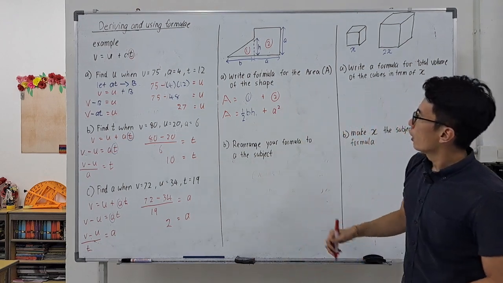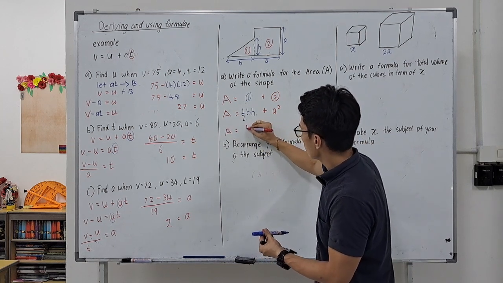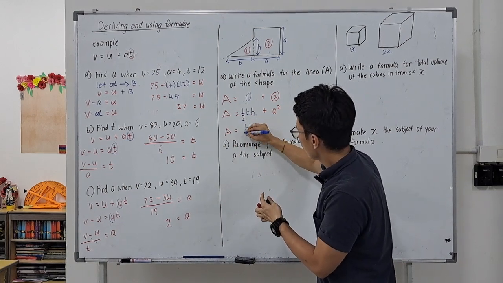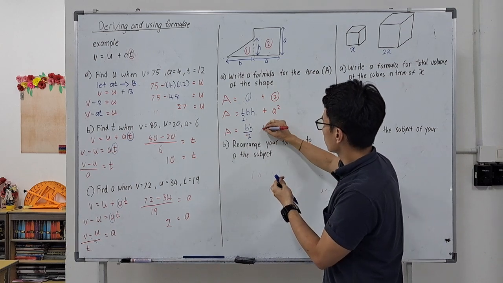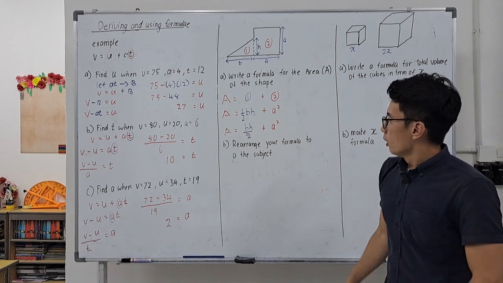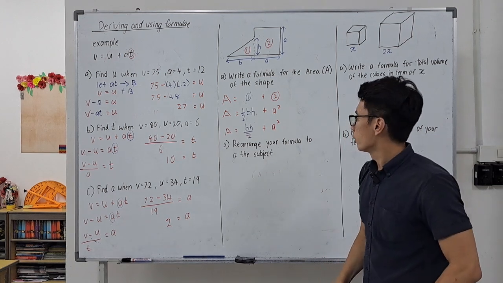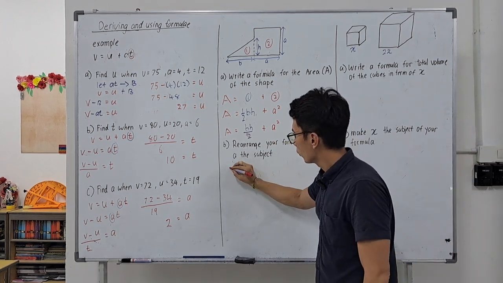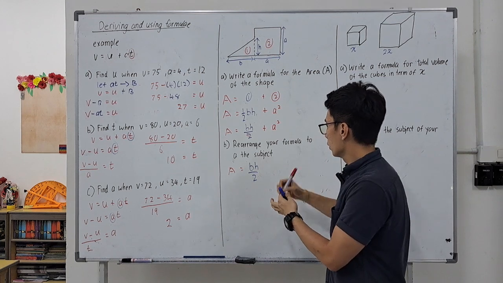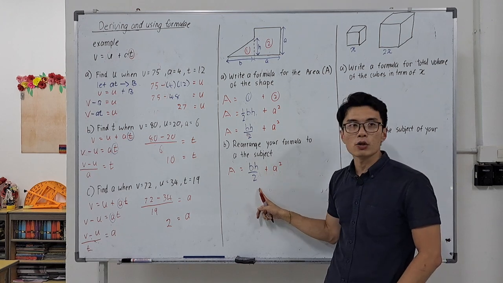Okay? And I'm done. Alright, if you want to simplify this more, that's gonna be BH over 2 plus A squared. Alright, you can do that as well because this and this have the same meaning. Okay? Now the next thing over here, they ask you to rearrange your formula to make A the subject. So I'm dealing with this formula: A equals to BH over 2 plus A squared. Okay? Now again, you might wonder, oh, how do I move this guy over here?